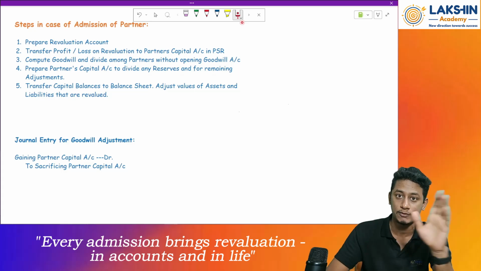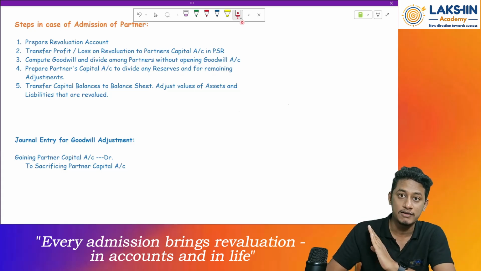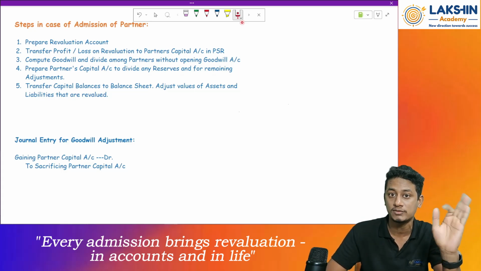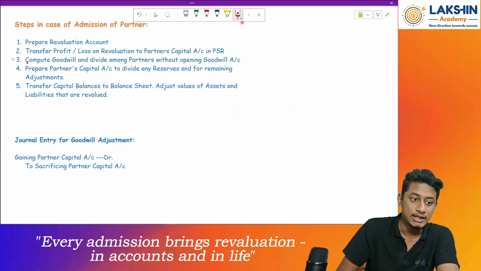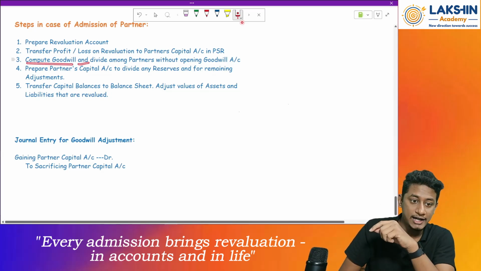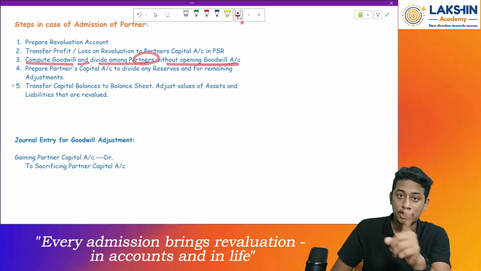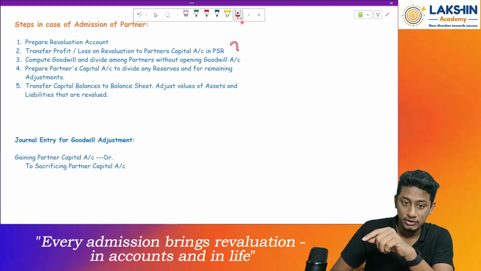In my example, it was Karthik and Krishna. Chinmay will not get any share of the profit or loss because of the revaluation. Remember. Then going ahead, we need to compute the goodwill and divide it among the partners without opening a goodwill account. So before these two steps, there is one more step.